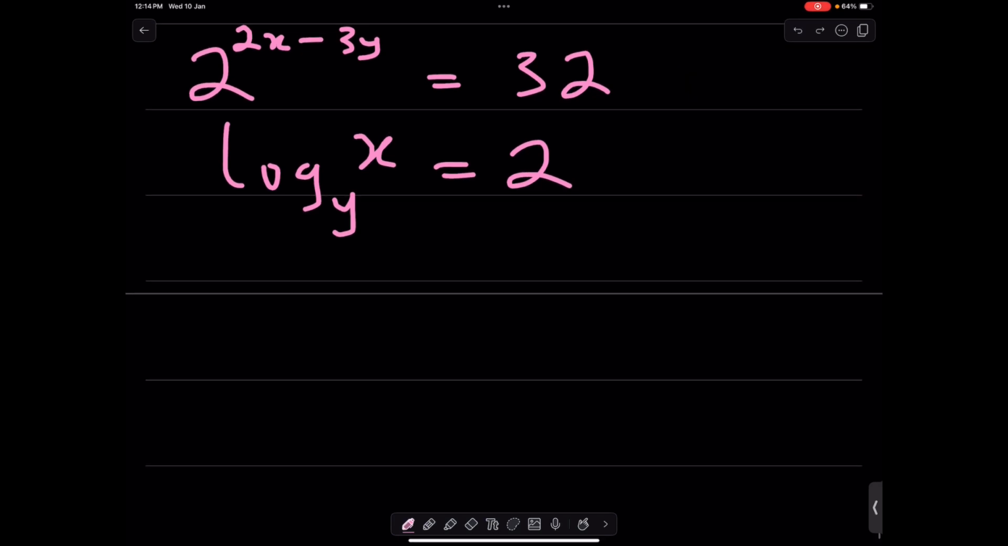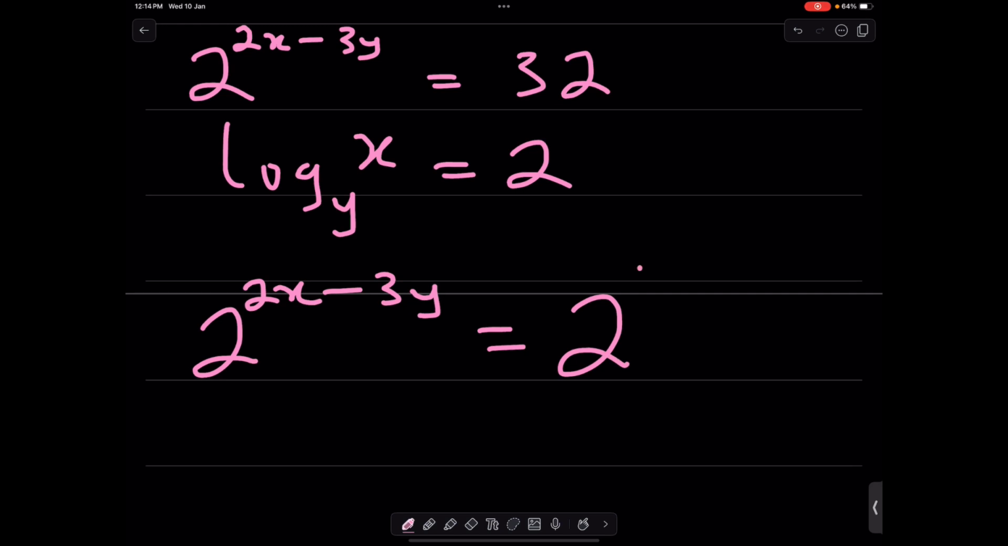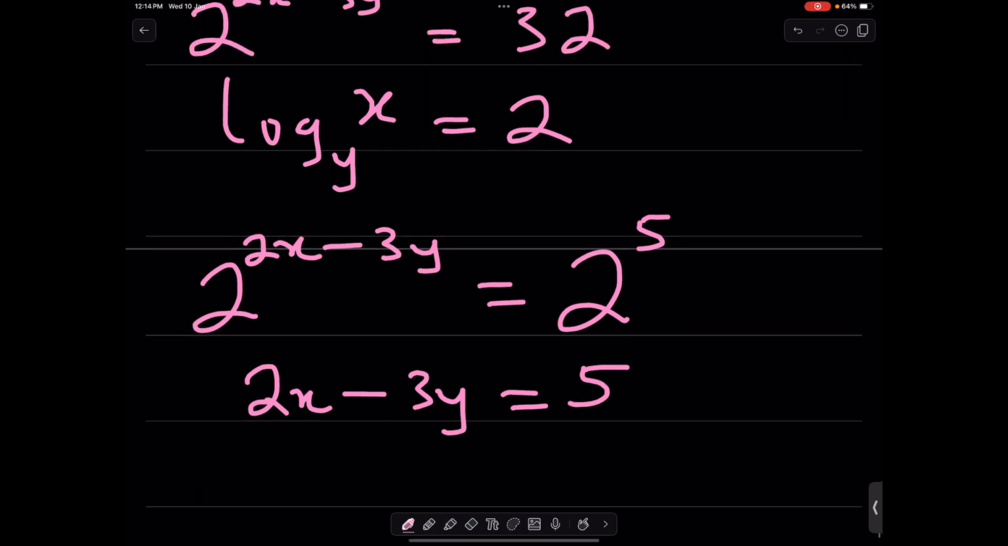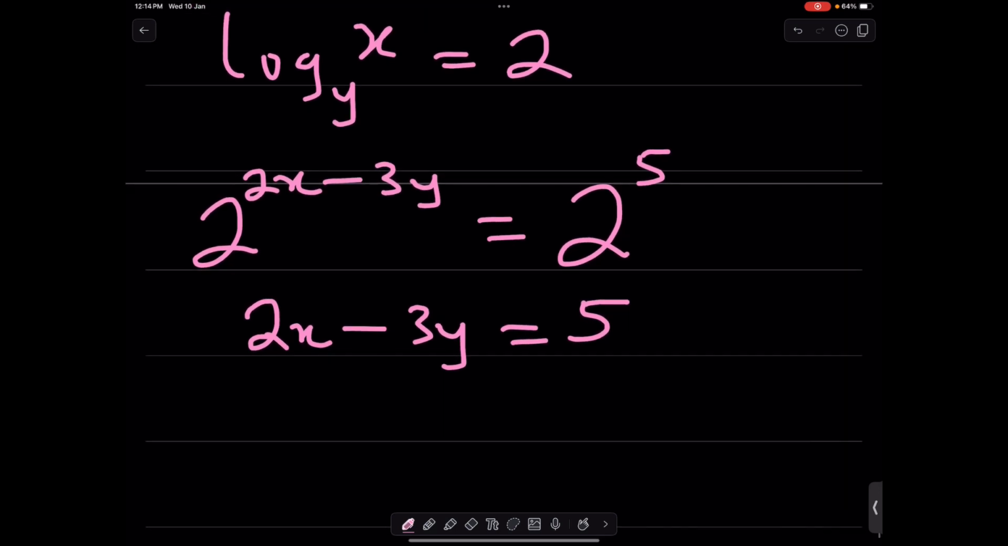We can write the first equation as 2 raised to power 2x minus 3y equals 2 raised to power 5. When the bases are the same, we can equate the powers. That means 2x minus 3y equals 5. Now from the second equation, which is log x base y equals 2, can also be written as x equals y squared. That's what we get when we write the logarithmic equation in index form.